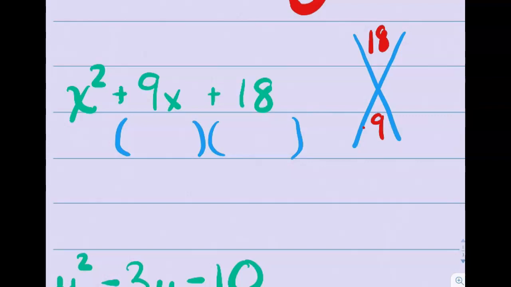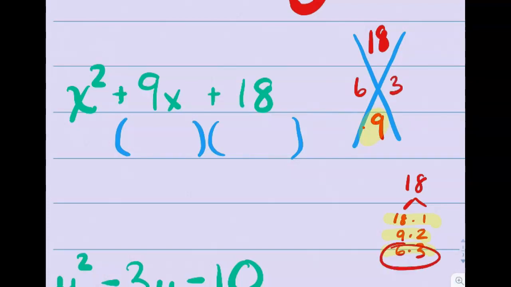The factors of 18 are 18 times 1, 9 times 2, 6 times 3. I don't think there's any more, right? So which set of these adds or subtracts to 9? And I see it's probably the 6 and the 3, because there's no other way to get to 9 by adding and subtracting 18 and 1 or 9 and 2, but 6 and 3 is 9. So that means we're going to have a 6 and a 3.